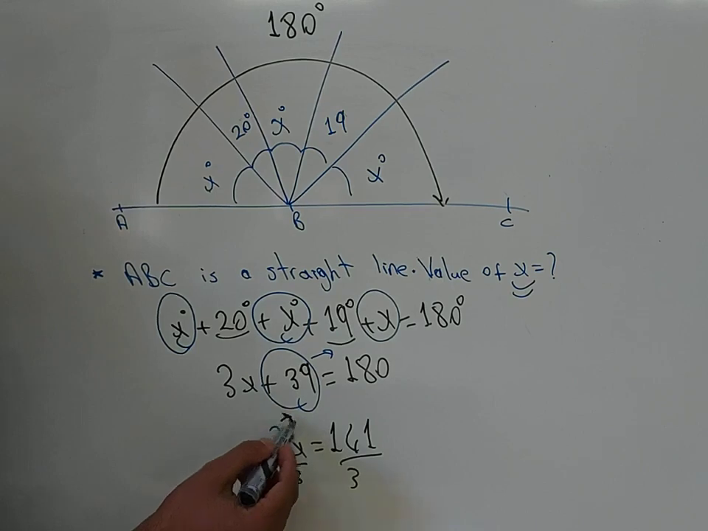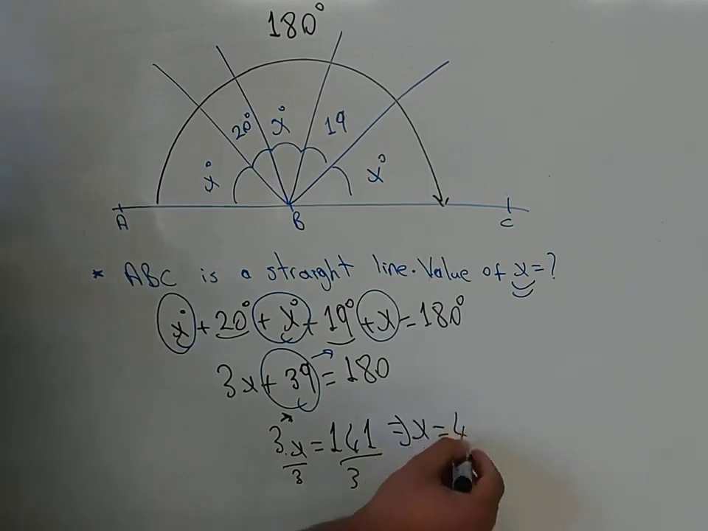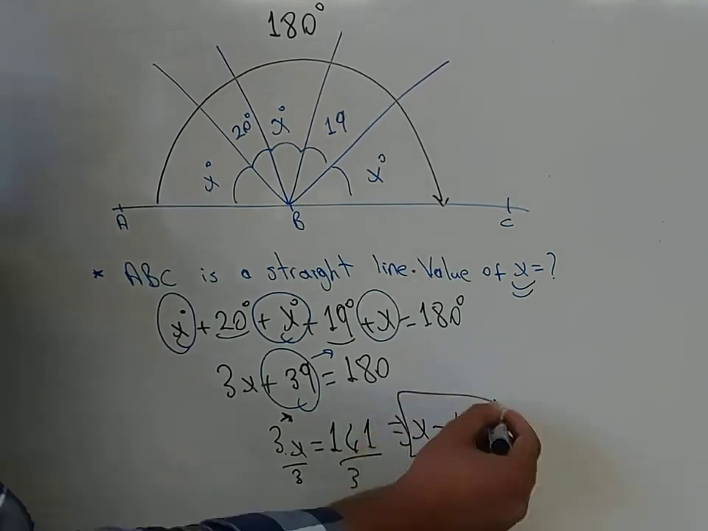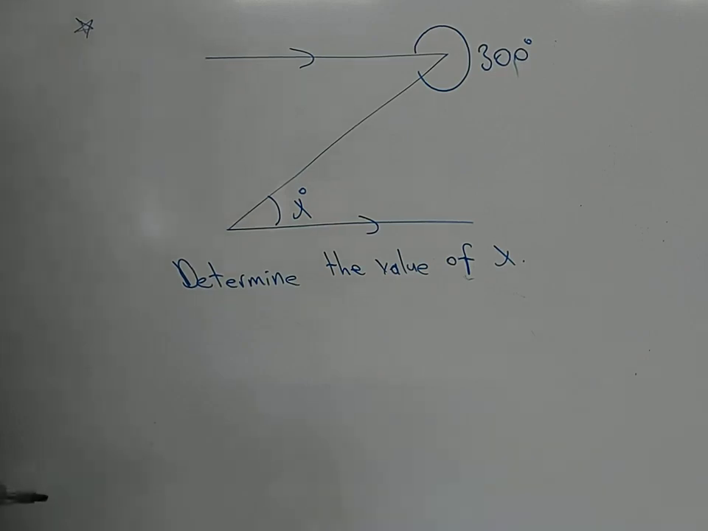If you say this one goes to the other side as division, it's the same thing. So that will be x equals 47. 141 divided by 3 is going to be 47. Let's have a look at this question.